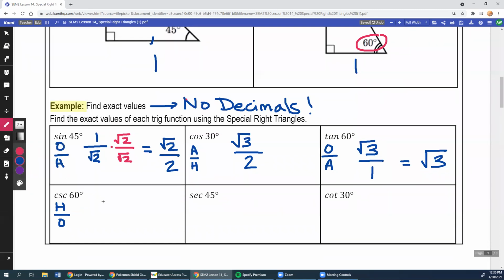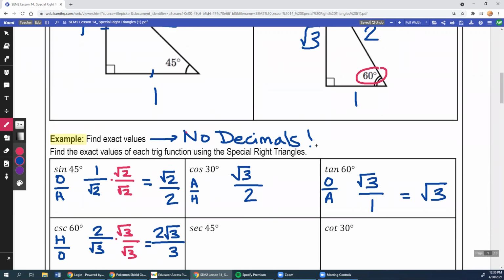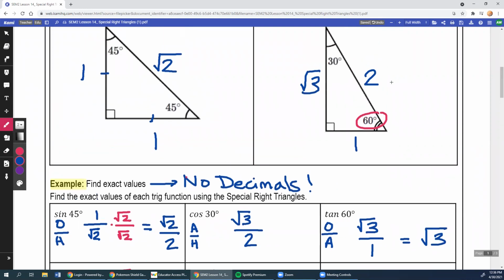So the hypotenuse is 2. The opposite is radical 3. And then we have a square root 3, so we have to simplify it. So this is 2 square root 3 over 3 for cosecant 60. Hypotenuse over opposite.